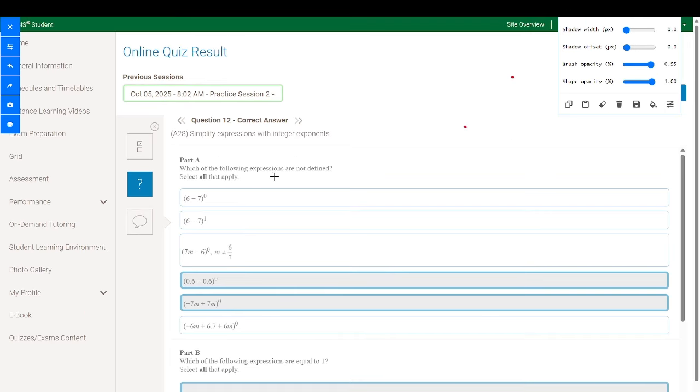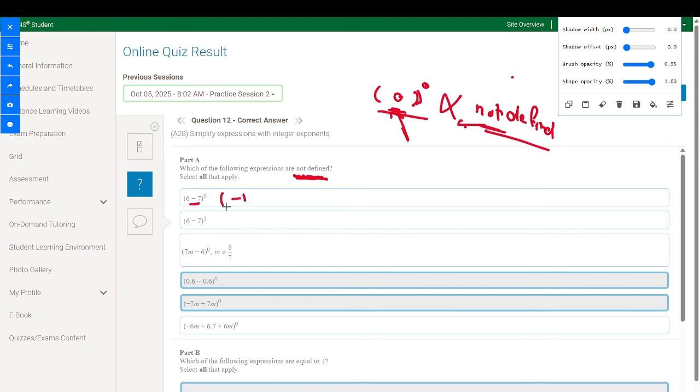Now, which of the following expressions are not defined? I will say the expression is not defined if the expression will be equal to 0 power of 0. This will be not defined. If the expression will be 0 power of 0, I can say it's not defined. So let's see this one. 6 minus 7, power of 0. 6 minus 7 is minus 1, so minus 1 power of 0. So it's defined.